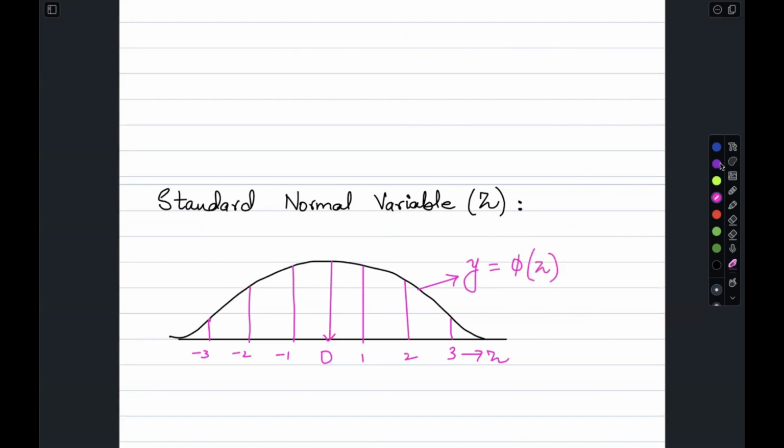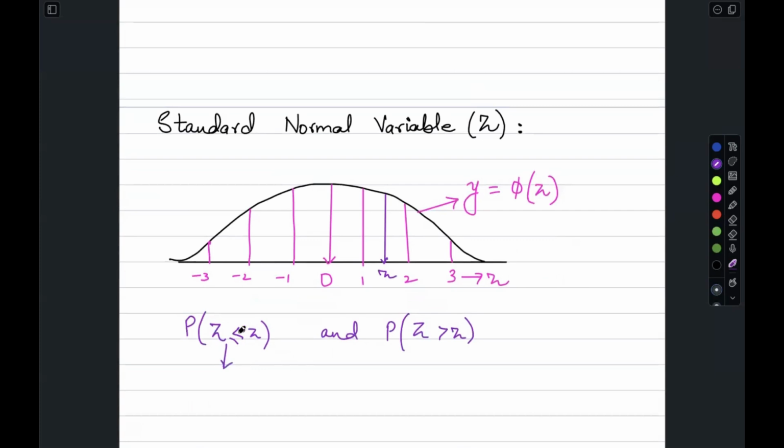And if we draw any vertical line on this graph, so let's say if we draw a line over here and this value is z, it divides it into two parts, towards the left and towards the right. So we can write it as probability of Z is less than or equal to z, which will be towards the left, and the other half will be probability of Z greater than this value of z, which will be towards the right. And this probability will be denoted by phi of z.